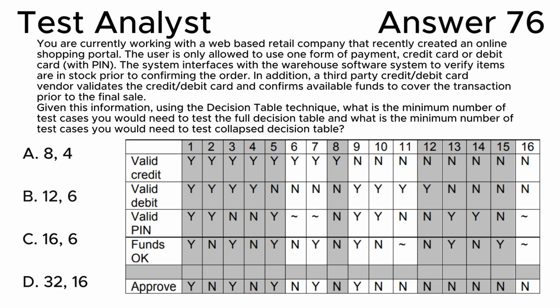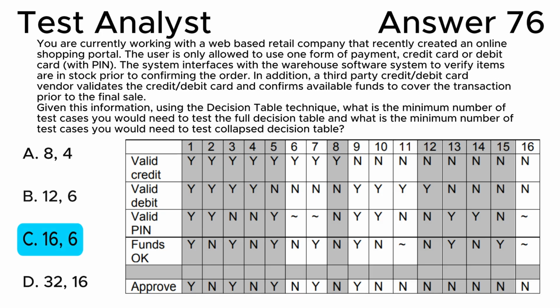Finally, the collapsed table has 6 columns. For valid credit card and insufficient or sufficient funds, we have cases 6 and 7. For valid debit card and insufficient or sufficient funds, we have cases 9 and 10. For valid debit card and invalid PIN, funds don't matter, we have case 11. Case 16 covers both invalid cards. Thus, the correct answer is C, 16, 6.